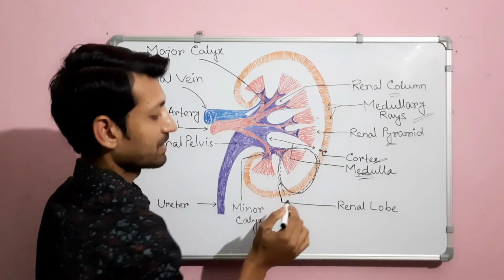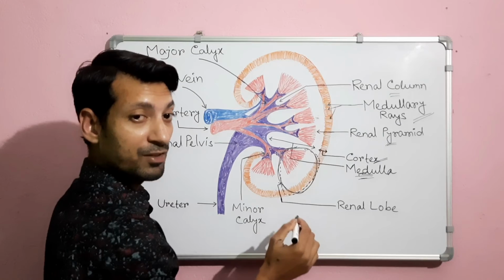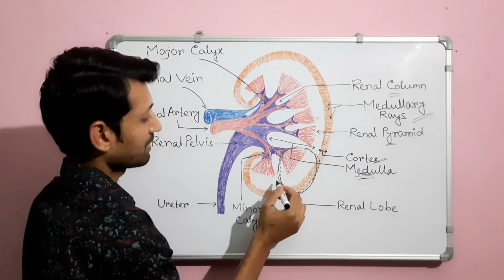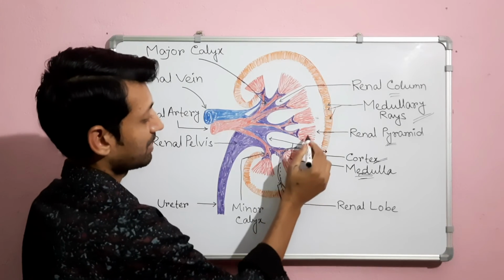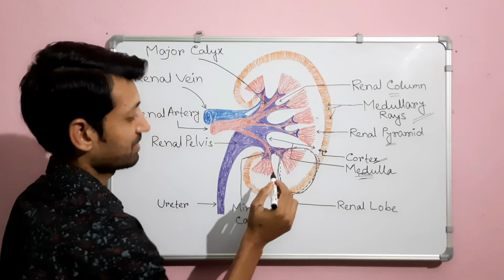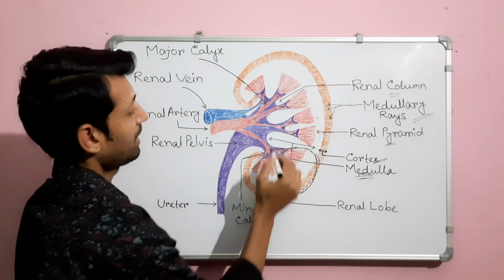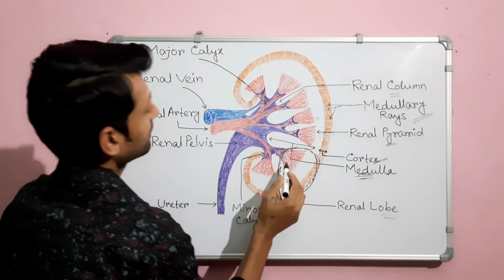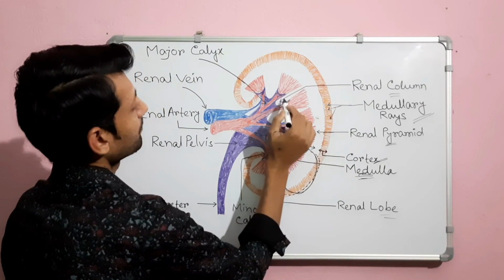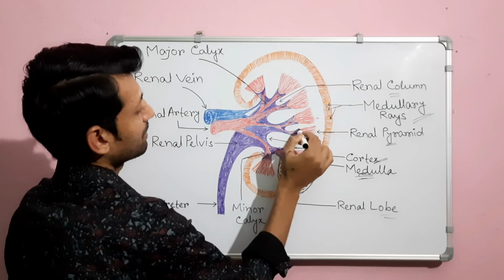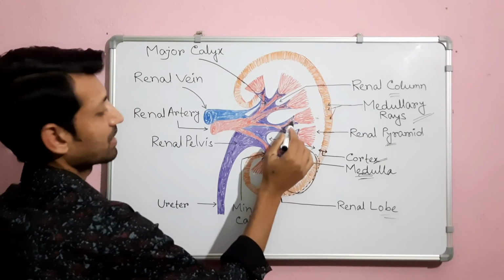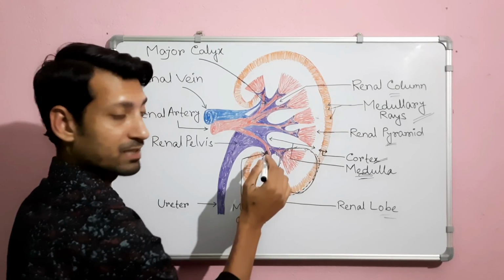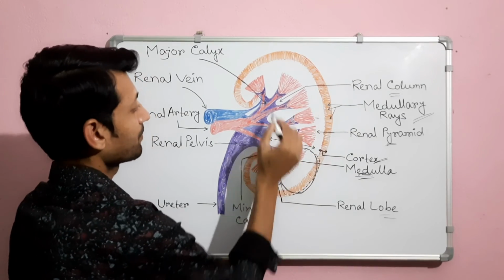In humans, on average, there are 7 to 18 renal lobes. The number of lobes in a kidney equals the number of medullary pyramids. So, in this diagram, there are 7 renal lobes. Finally, the tip of each pyramid is known as renal papilla. Renal papilla projects into a minor calyx that collects urine formed by tubules in one renal lobe.